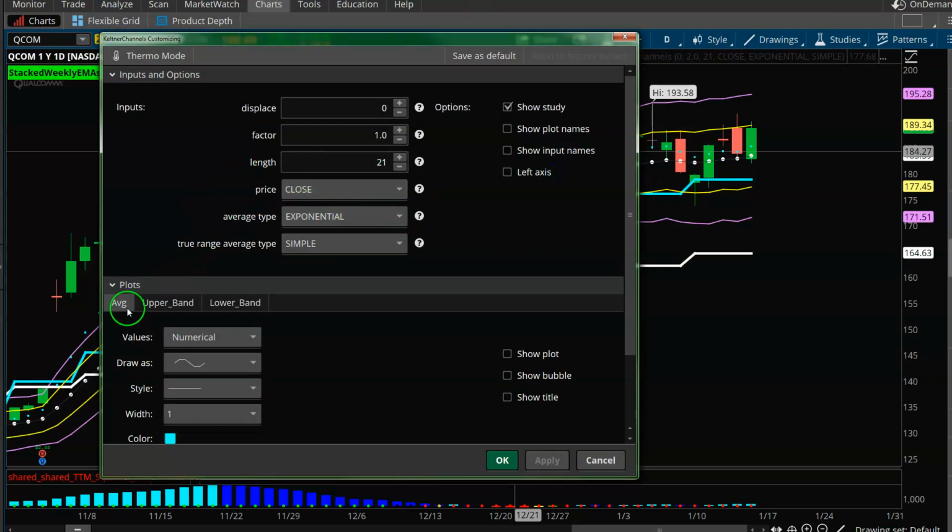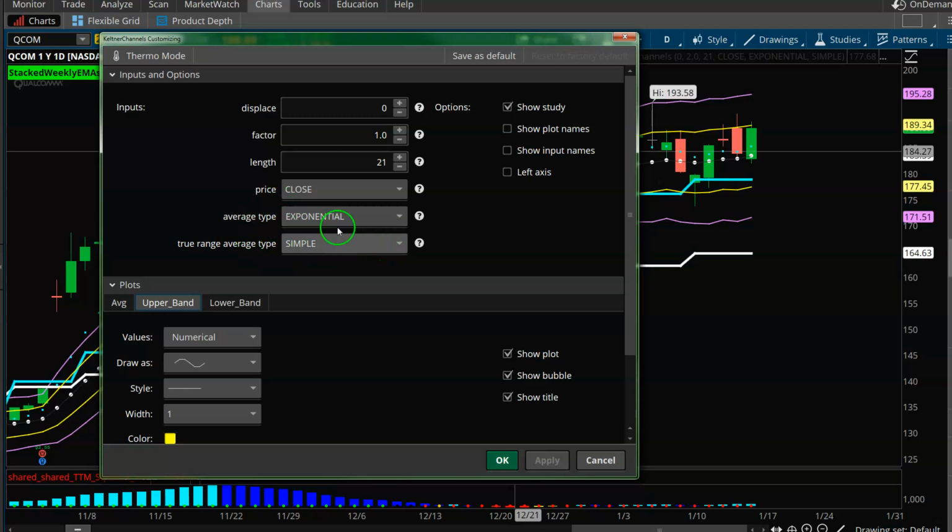Now here's the first thing you want to do. Down here under plots on average, we don't want to see the average. We want to see the upper band and the lower band. So on average, just unclick those 3 right there. Then for your upper band: displace of 0, factor of 1, length 21, and most importantly, average type exponential. True range, average type simple.